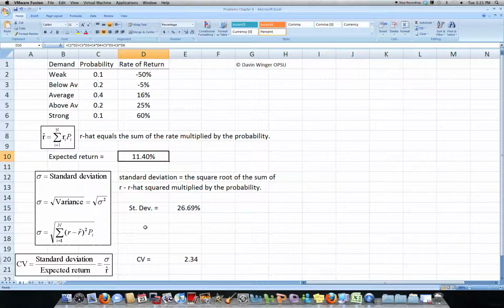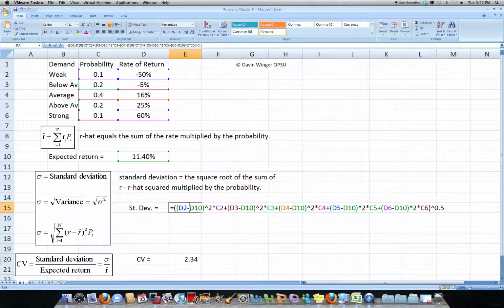Now, to find the standard deviation, it equals the square root of the sum of R minus R hat squared multiplied by the probability. So here is our standard deviation: the sum of R, this is R right here, our rate of return, this whole column here, minus our expected return, which is R hat, all squared multiplied by the probability. Then we just sum those up. I've done it already here for you, and I'll show you the formula.